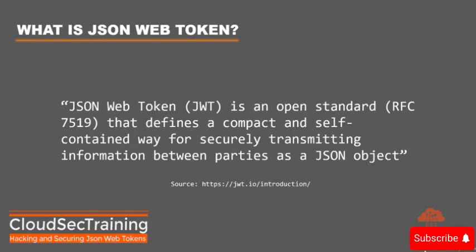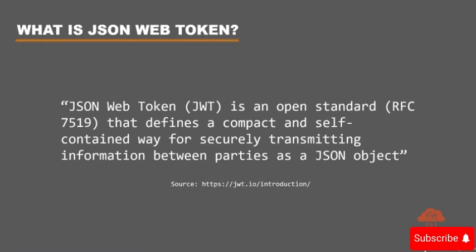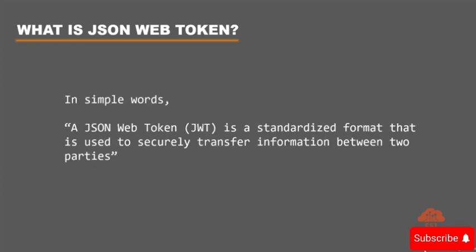Let's understand what a JSON Web Token is. JSON Web Token is an open standard which is defined in RFC 7519, and it defines a compact and self-contained way for securely transmitting information between parties as a JSON object. This may sound complicated. Now let's try to simplify this. In simple words, JSON Web Token is a standardized format that is used to securely transfer information between two parties.